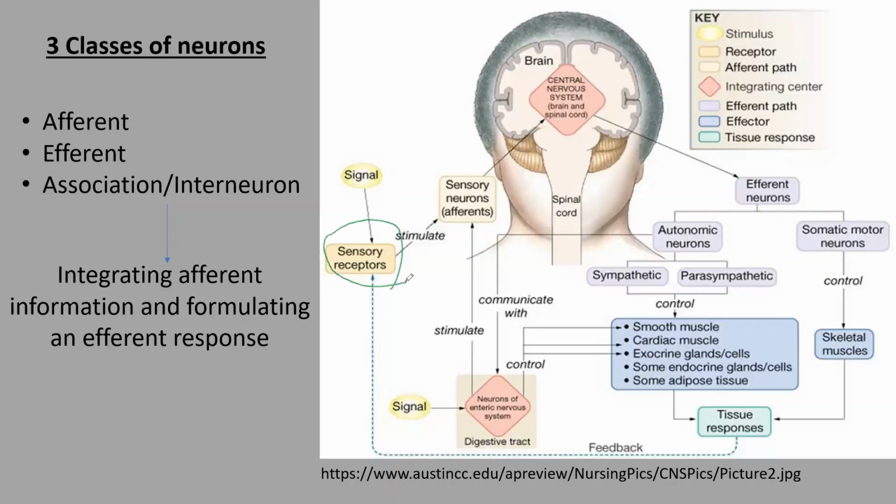So the main function of the nervous system: it receives the information, processes it, and then sends the command or response according to the information that it receives.